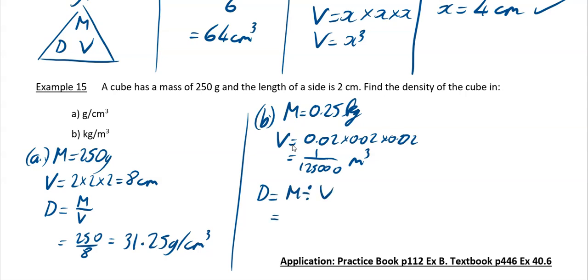Just write it a wee bit differently this time, which is going to be 0.25 divided by the 1 over 125,000. And when you do that, you get your density to be 31,250, and the units are kilograms per meter cubed.